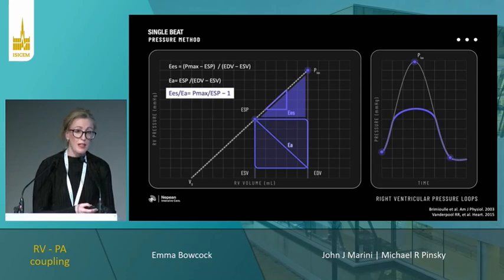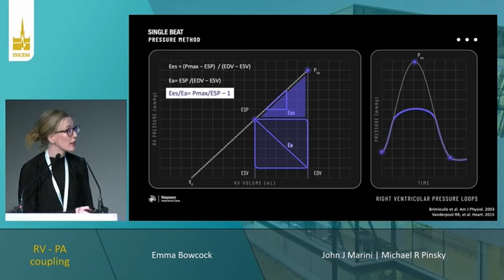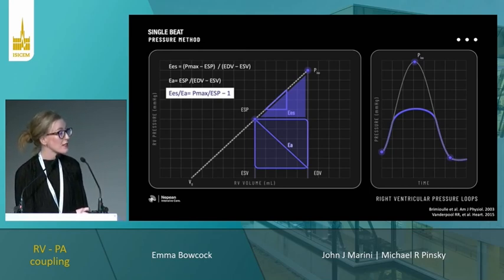And the Pmax can be calculated by methods described back in the early 2000s, by doing sine wave extrapolation of this RV pressure curve in early systole and diastole.